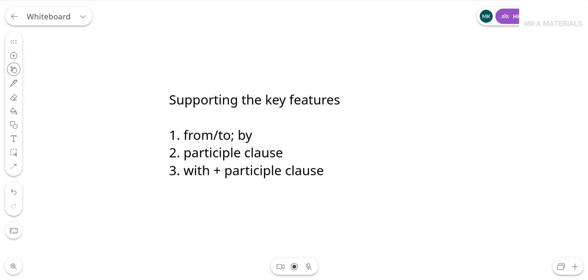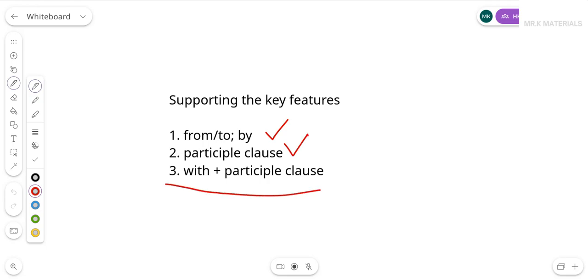In this video, we'll discuss one of the last main ways to support the key features in IELTS Writing Task 1. We have already discussed using from, to, and by. We've already discussed participle clauses. In this video, we're focused on using with plus participle clause.